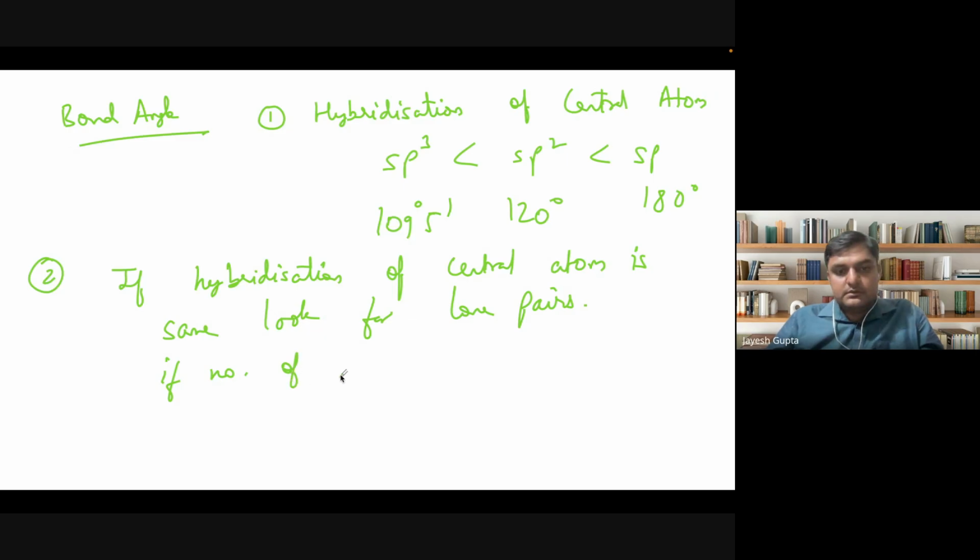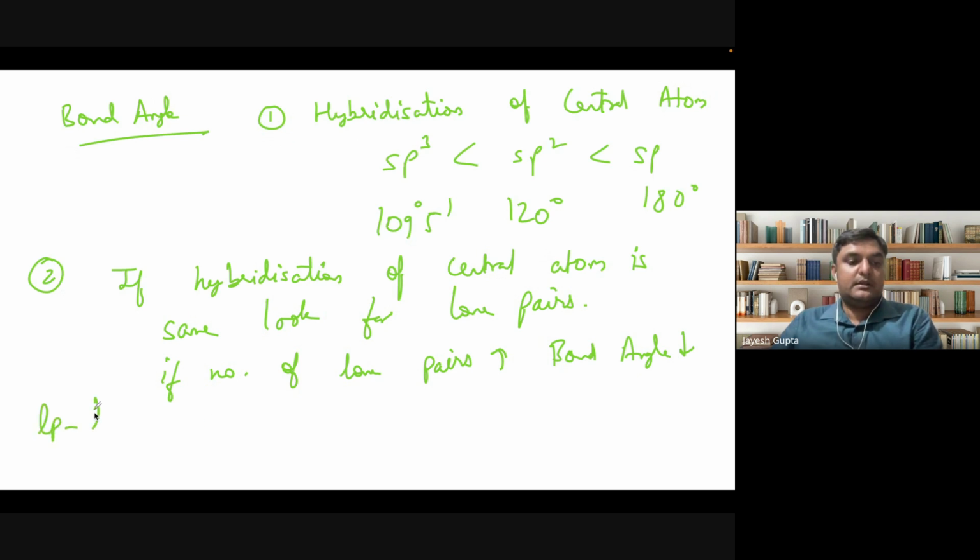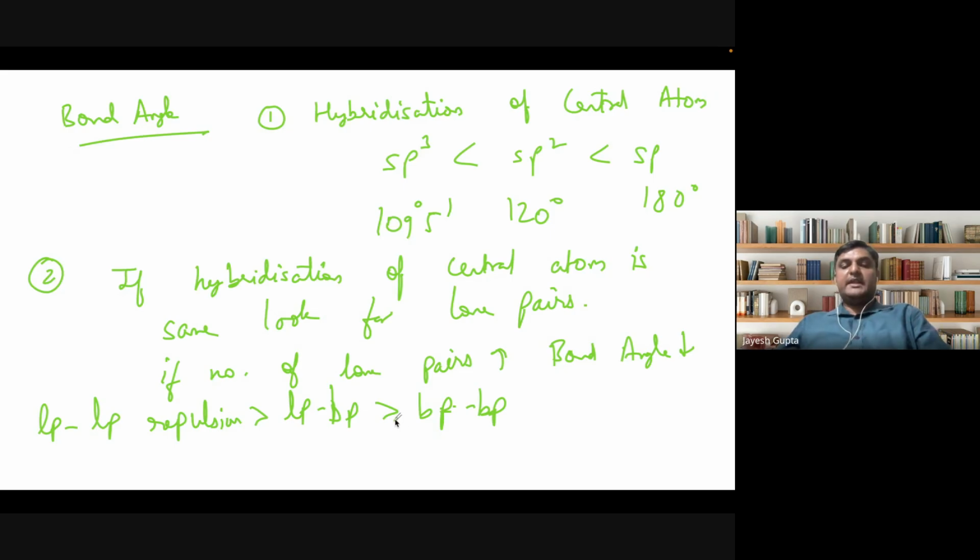If the number of lone pairs increases, bond angle decreases. Lone pair-lone pair repulsion is greater than lone pair-bond pair repulsion, and that is greater than bond pair-bond pair repulsion. So if lone pairs are increasing, more lone pair repulsion will be there, and the bond pairs will come closer to each other. So bond angle decreases. I can take an example like this one.